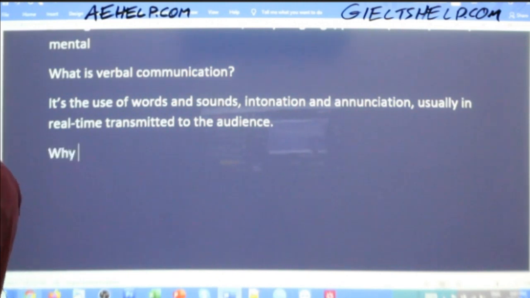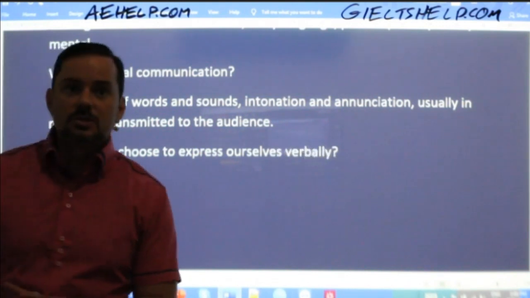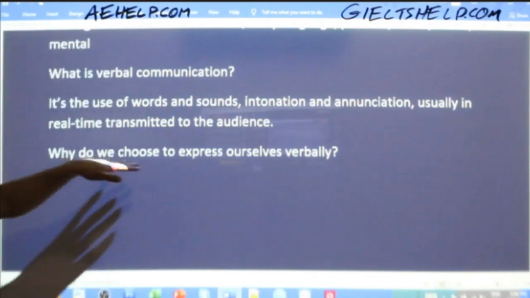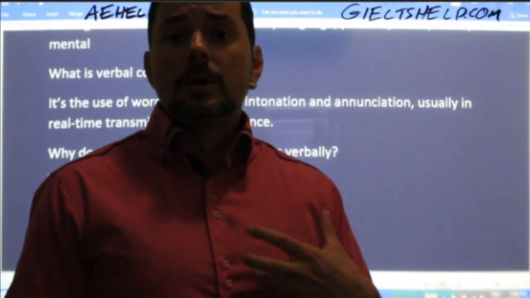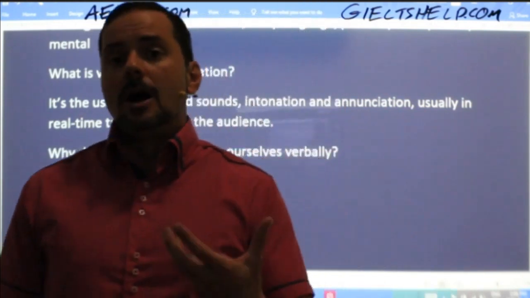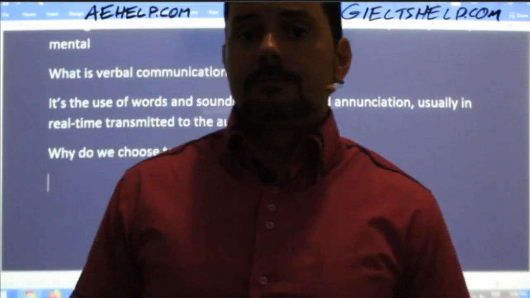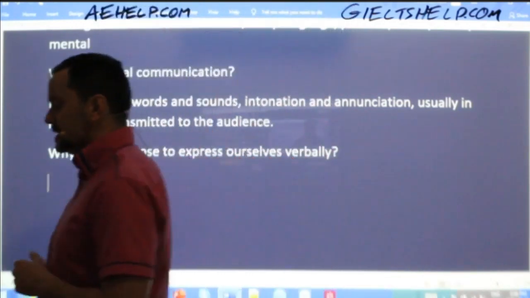So why do we choose to express ourselves verbally? Okay, give me an answer to this one. I'll try to catch some different students' answers. So why do we choose to express ourselves verbally? So what are those contexts where we want to use our own voice instead of using writing, for example, right? So Bhumi says it's instant.